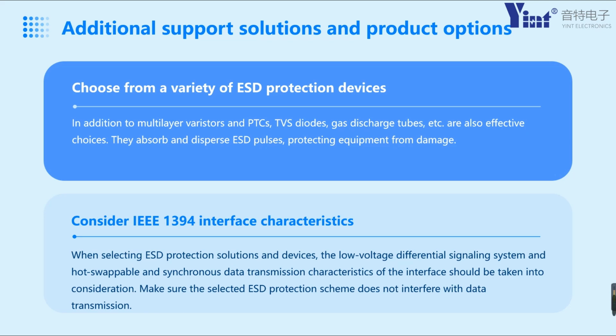Consider IEEE 1394 interface characteristics. When selecting ESD protection solutions and devices, the low-voltage differential signaling system and hot swappable and synchronous data transmission characteristics of the interface should be taken into consideration. Make sure the selected ESD protection scheme does not interfere with data transmission.